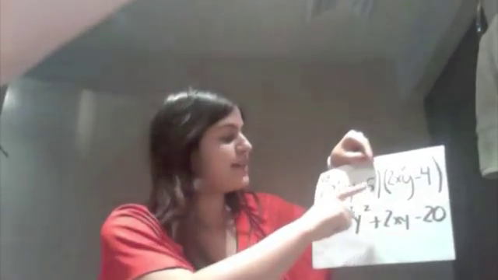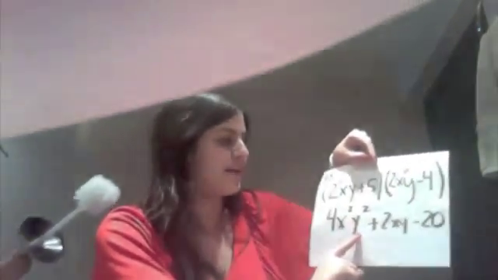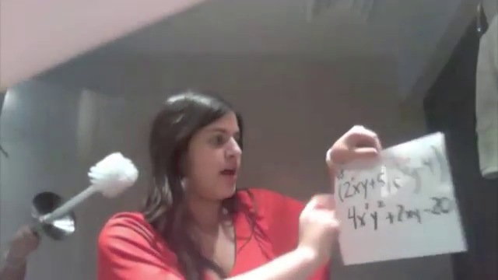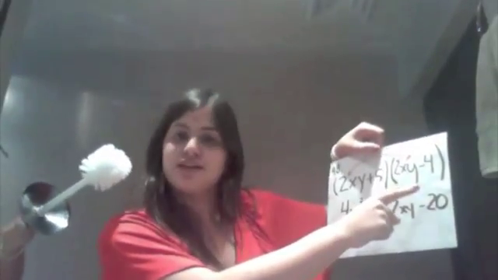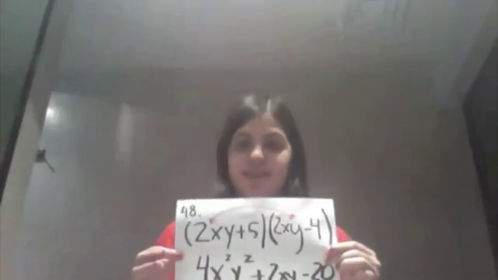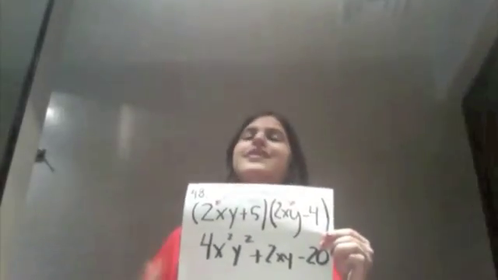Then y times y equals y squared. And then 5 plus minus, this is x squared. You were right.